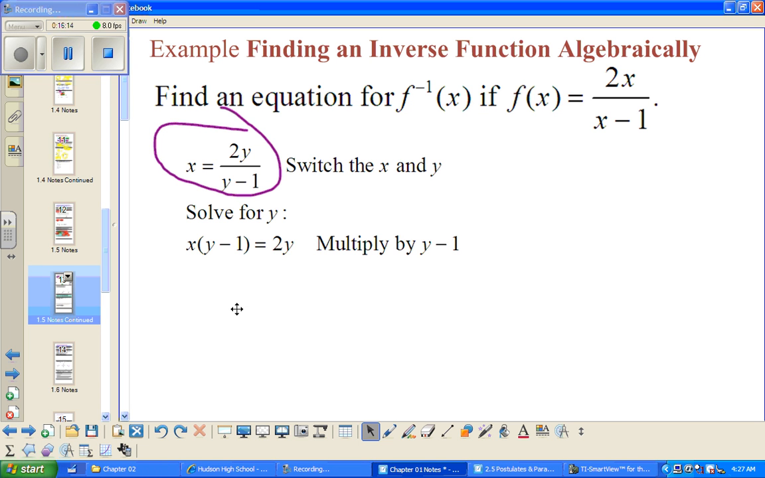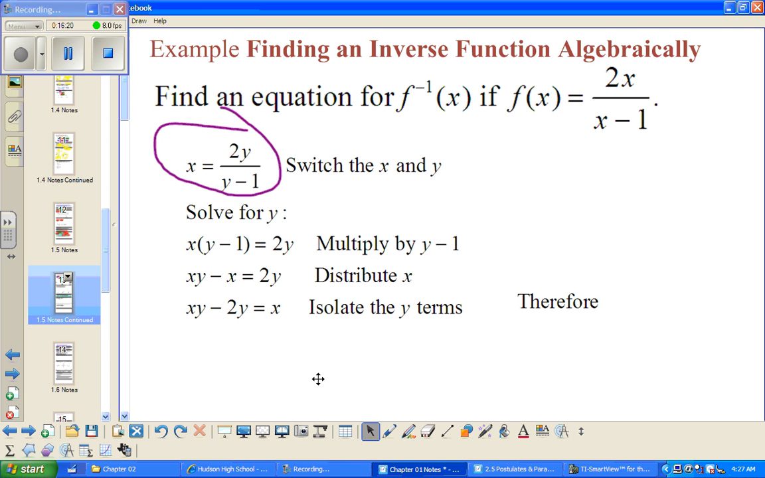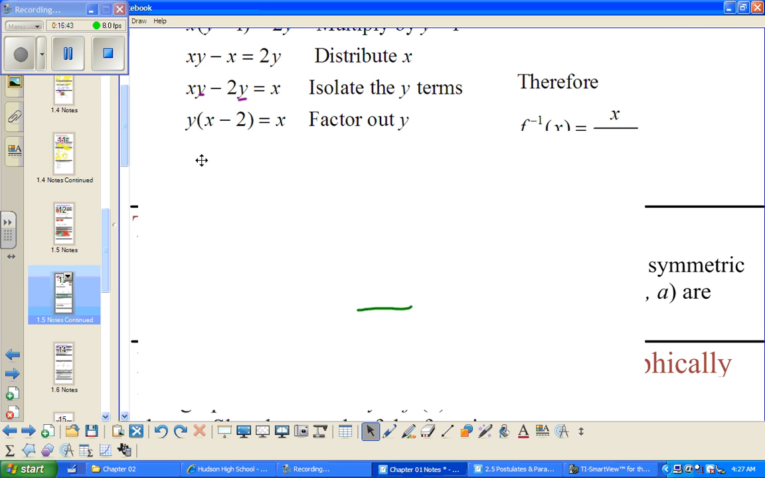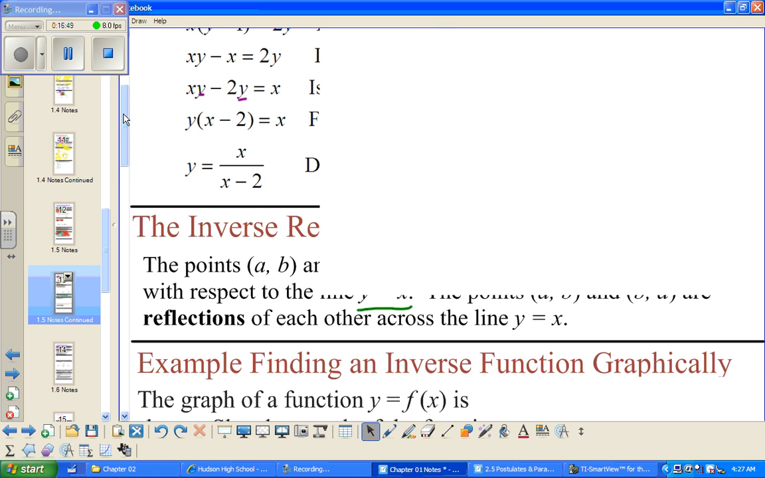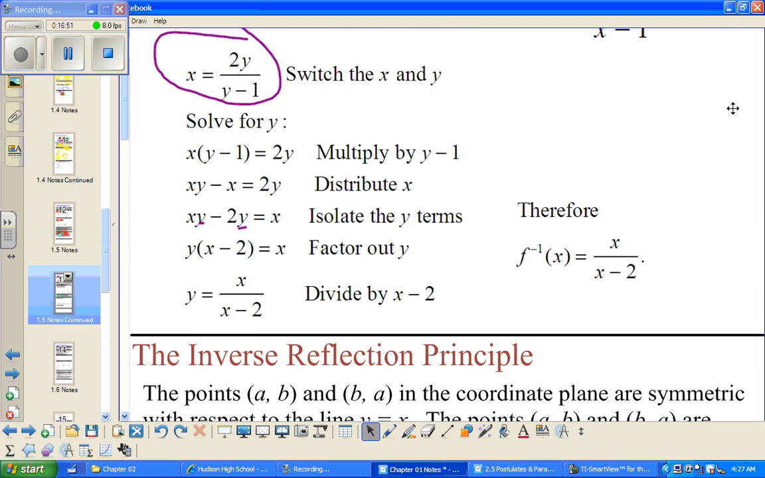How do you solve for y? Well, multiply both sides by y minus 1, distribute, isolate the y terms. Okay, so here I brought the negative x over, brought the 2y to the other side. We've isolated the y terms on one side. Now factor out a y. This has a y, this has a y. Factor that y out. Divide by x minus 2. Let's bring this back up a little. And now you've got the inverse function.